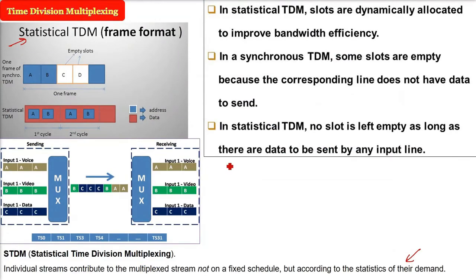So in statistical TDM, slots are dynamically allocated to improve bandwidth efficiency, which was not there in the traditional TDM. In synchronous TDM, the actual TDM, some slots are empty because the corresponding line does not have data to send. The station is not sending, the channel is free. You want efficiency. So in statistical TDM, no slot is left empty as long as there is data to be sent by any input line. Any input line A, B, C, whichever comes, it will be allocated, because this is the statistics of their demand, not a fixed schedule, not a round robin.